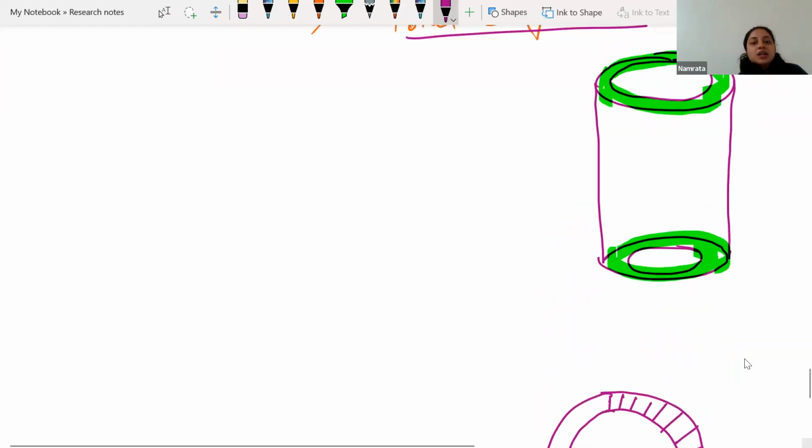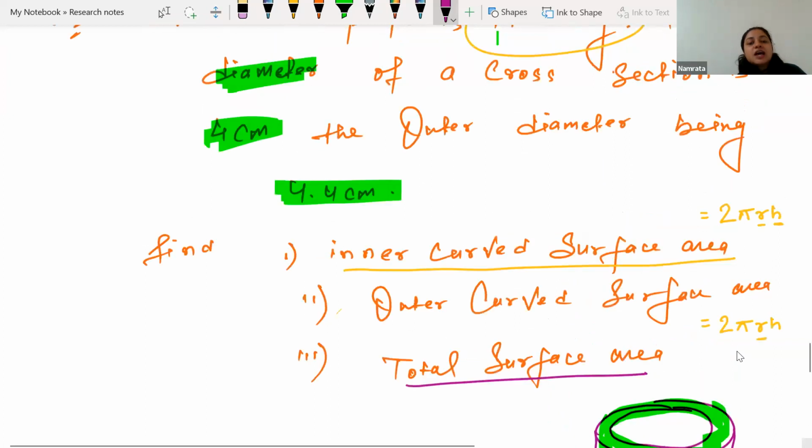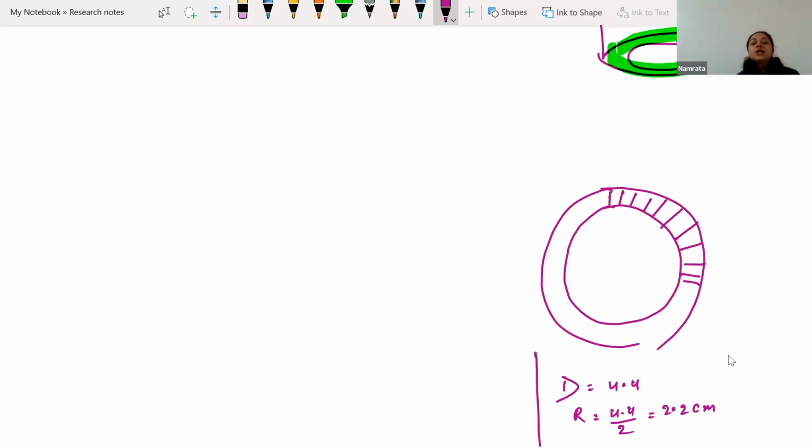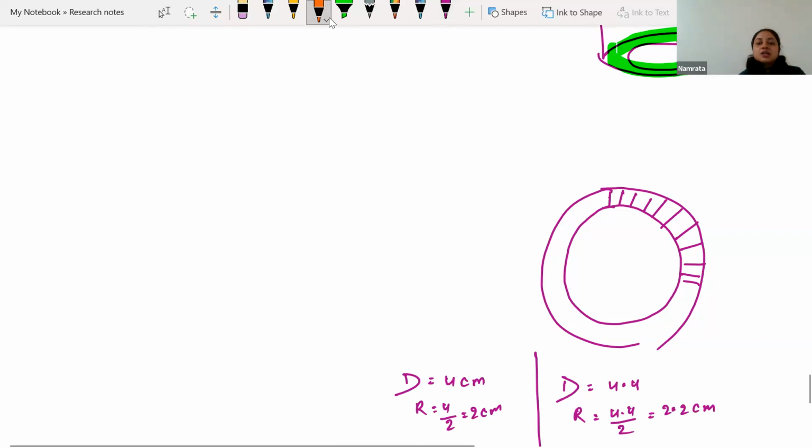So the area of the bigger circle, how will we find it? The bigger circle has diameter 4.4. So the radius will be 4.4 by 2, that means 2.2 centimeter. And the diameter of the smaller circle is given as 4 centimeter. Radius will be 4 over 2, that means 2 centimeter. So the bigger circle has radius 2.2, the smaller circle has radius 2.